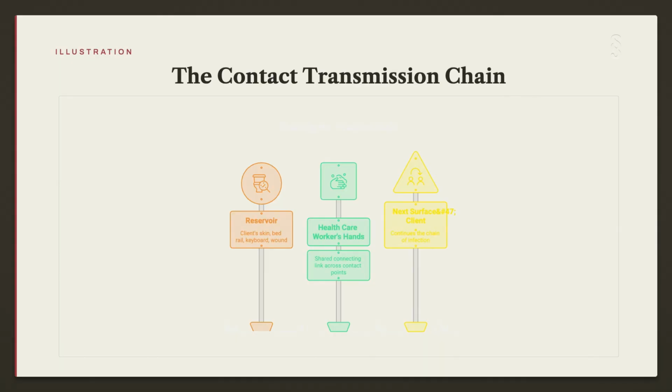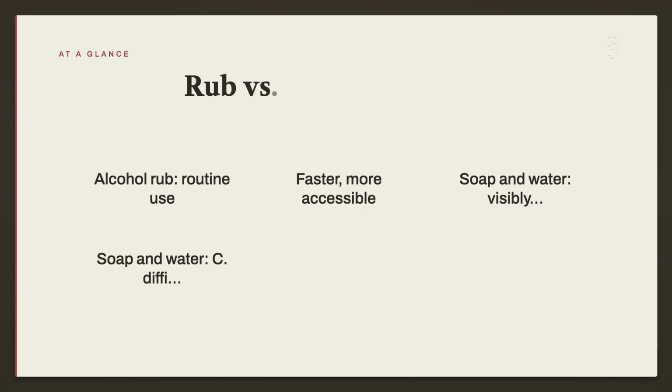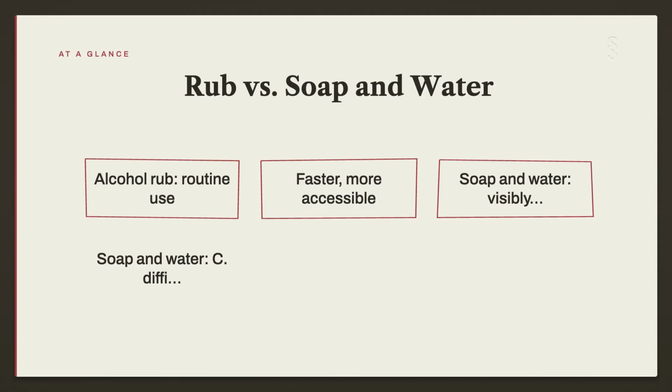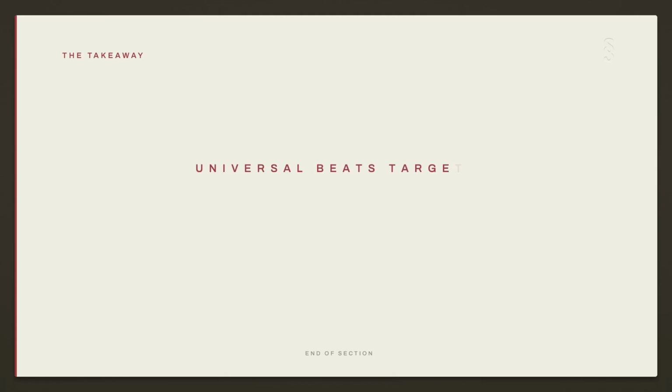Every infection needs a route from a reservoir to a new host, and in a facility that route runs through contact. Hands connect a client's skin, a bed rail, or a wound to the next surface or the next person, making hands the single link that breaks the whole chain. Alcohol-based rub is preferred for routine hand hygiene because it's faster, more accessible, and gentler on skin. But soap and water is required when hands are visibly soiled, and specifically after caring for a client with Clostridioides difficile, because alcohol does not kill spores.